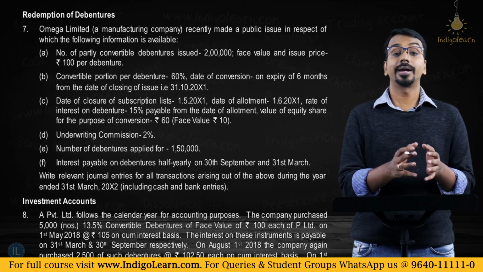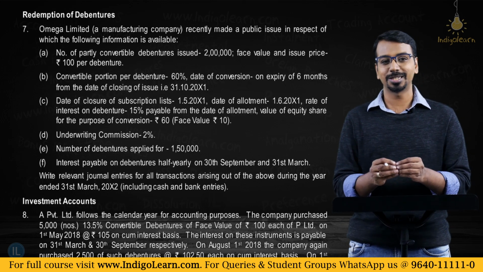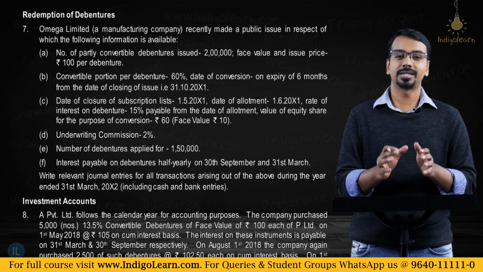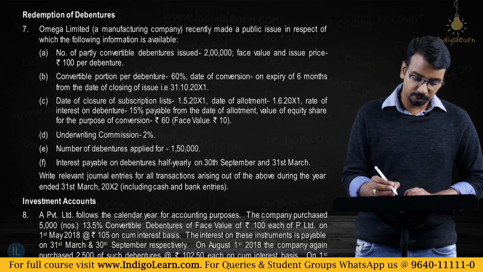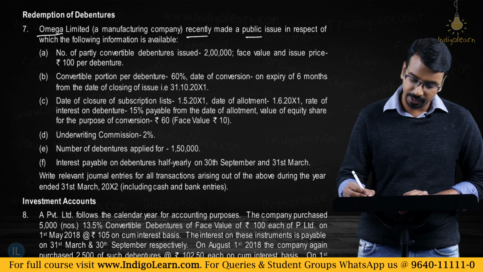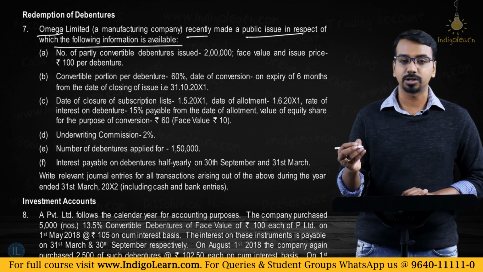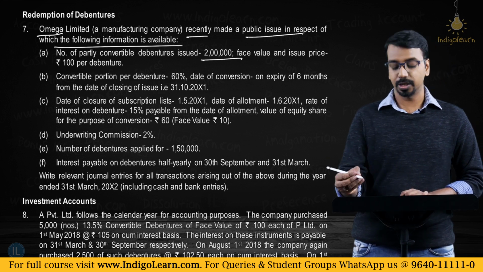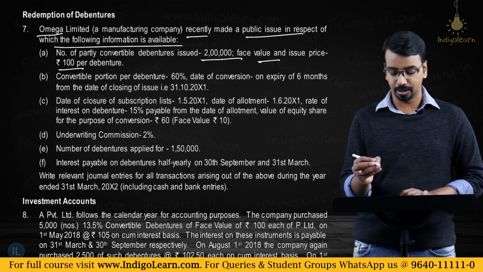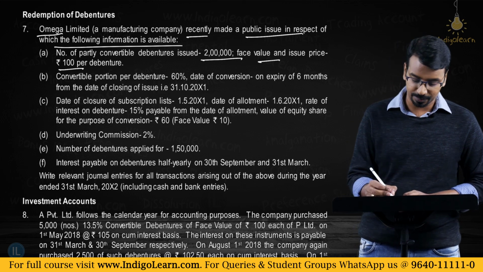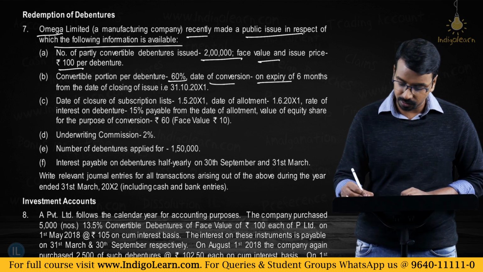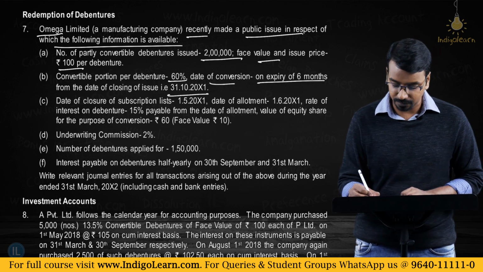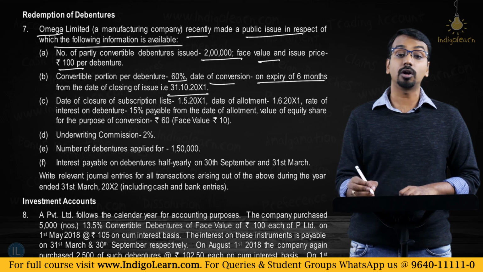The next question is on redemption of debentures, whereas the question has not asked anything about redemption, but still there are some requirements related to redemption which we need to fulfill. And the question is, Omega Limited recently made a public issue in respect of which the following information is available. 2 lakh debentures were issued, face value and issue price is 100. Then there is a conversion that is happening. Convertible portion per debenture is 60% and date of conversion is on expiry of 6 months, that is 31st of October. So that is the date of conversion.